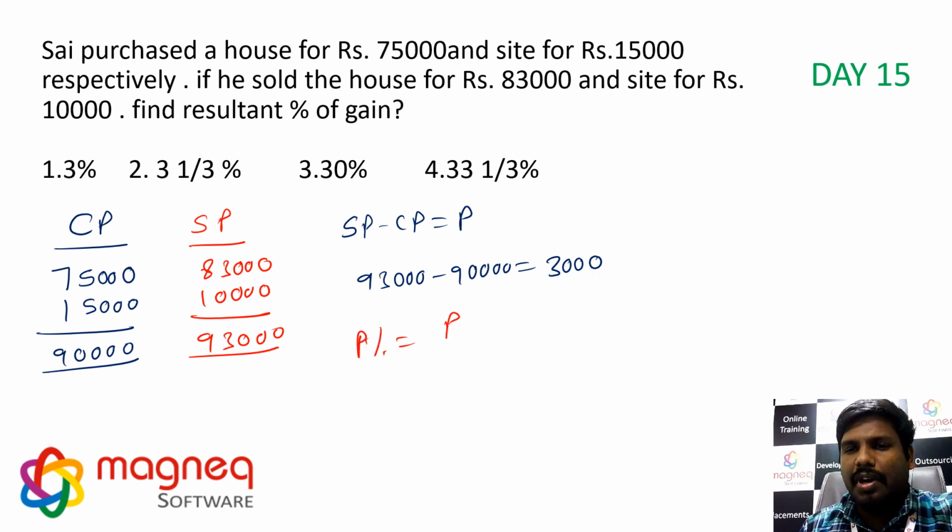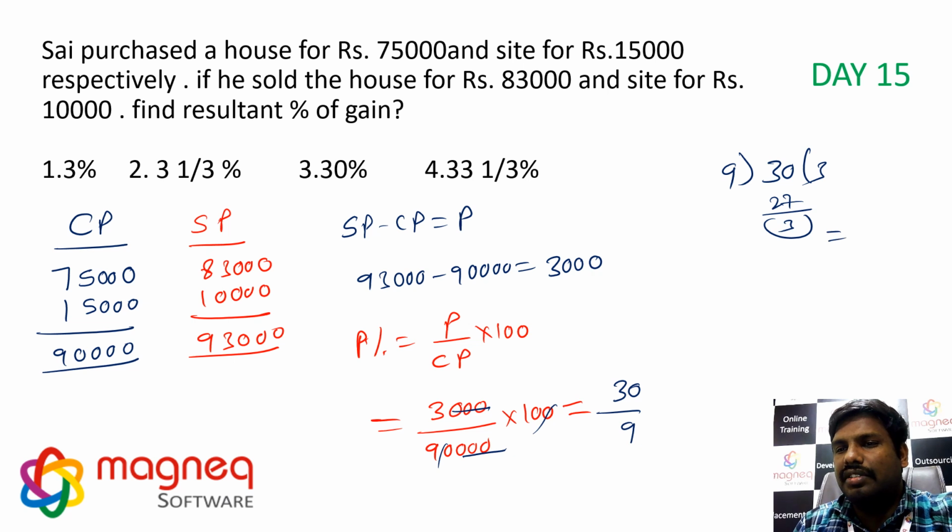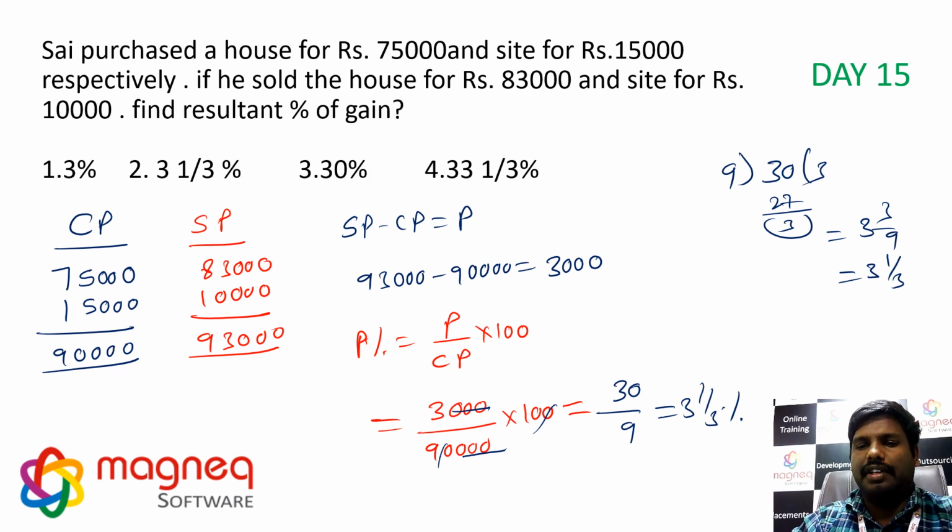But we have to find the profit percentage. Profit by cost price into 100. So, profit 3,000 by cost price 90,000 into 100. From calculation, the zeros cancel. So 30 by 9. Convert into a mixed fraction: 9 threes are 27, so 3 remainder. 3 by 9, so we can take 3 1 by 3. So 3 1 by 3 percentage.